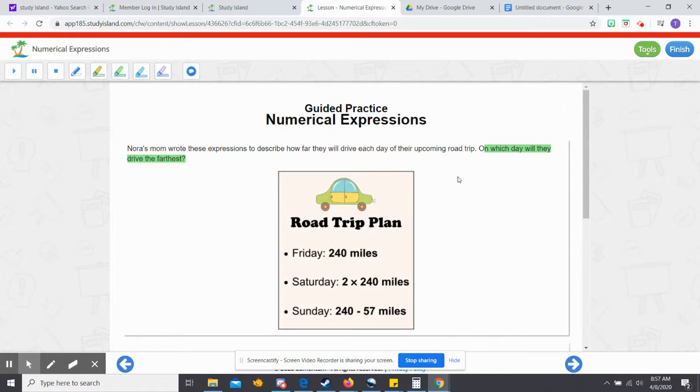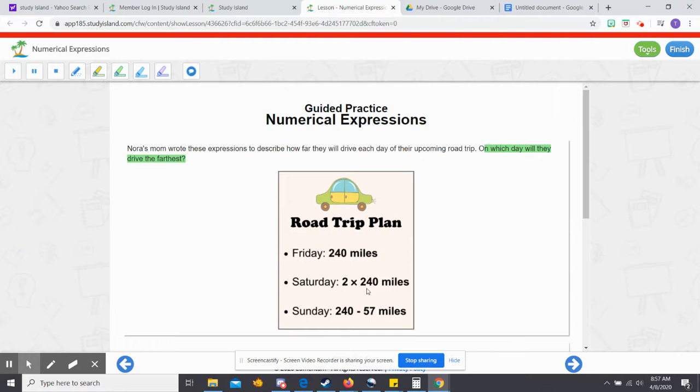So I'm looking at the road trip plan. I see that Friday they drove 240 miles. It's just written point blank 240. On Saturday, I'm seeing that it's 2 times 240 miles. So what's interesting about this is if I look at Friday right here, that's 240 miles times 1. Obviously, 240 miles times 2 is going to be twice as far as that. So Saturday is already bigger than Friday, so we don't need Friday anymore because we're looking for the farthest day.